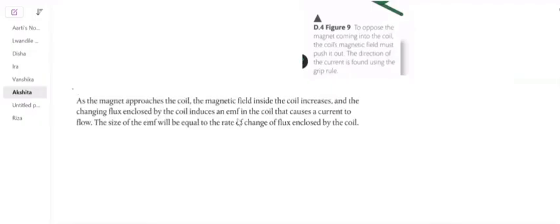So as the magnet approaches the coil, this will be the three-liner. The magnetic field inside the coil increases, and the changing flux enclosed in the coil induces the EMF in the coil. That causes the current to flow. So the size of the EMF will be equal to the rate of change of flux.